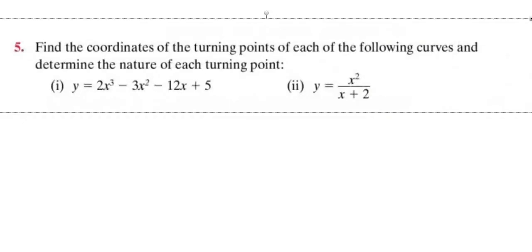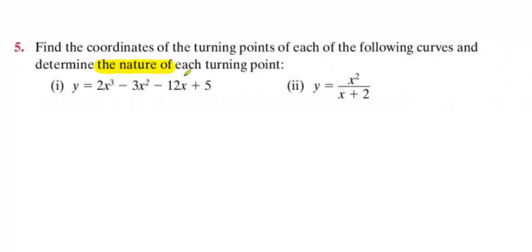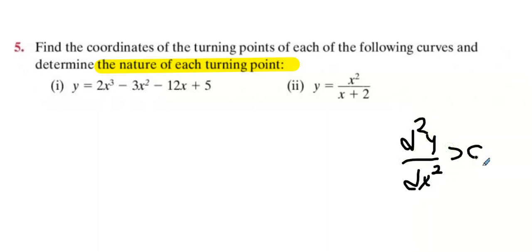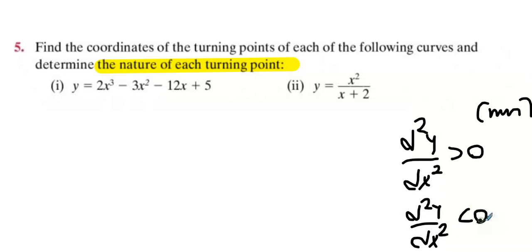The first thing, you're going to see the word nature of a turning point. Okay? When you see the word nature of a turning point, you do what's called the second derivative test. The second derivative test looks something like this, and it's the opposite of what you think it is, all right? So, using the second derivative test, the second derivative is bigger than 0 for a minimum, and the second derivative is smaller than 0 for a maximum.